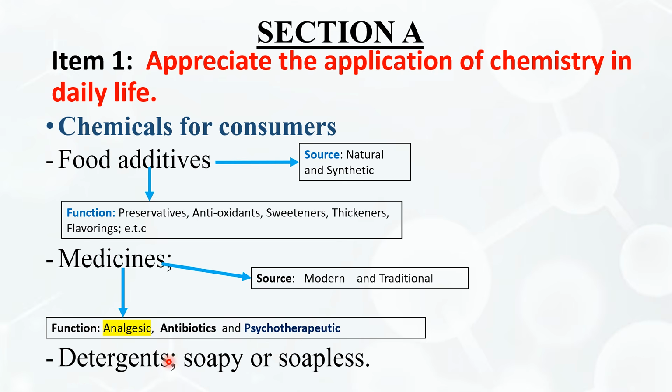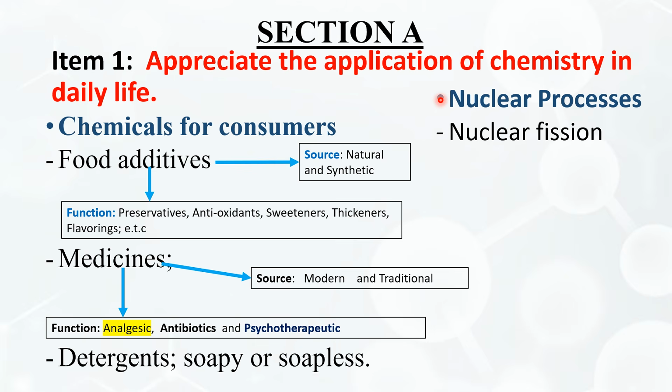Detergents can be categorized as soapy or soapless detergents. We shall also see one question about detergents, and how best we can approach a question when it is set under detergents. Another topic that looks at application, which can be set under item number 1, is what we call the nuclear processes. Nuclear processes can be categorized as nuclear fission. We also have nuclear fusion.